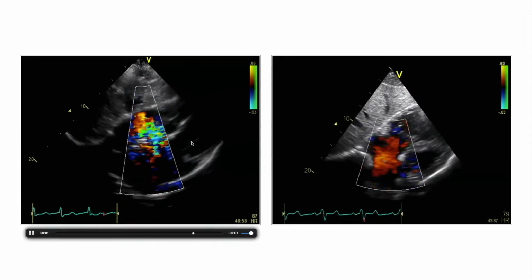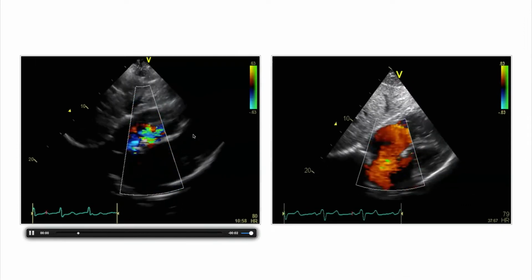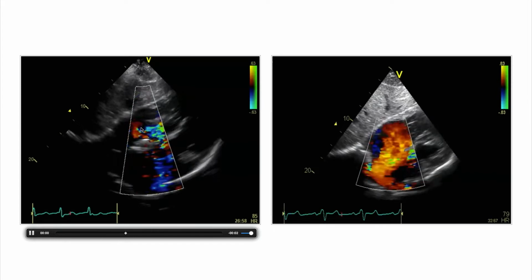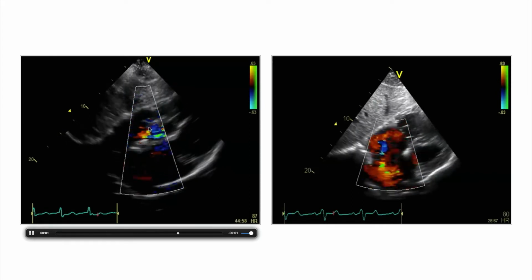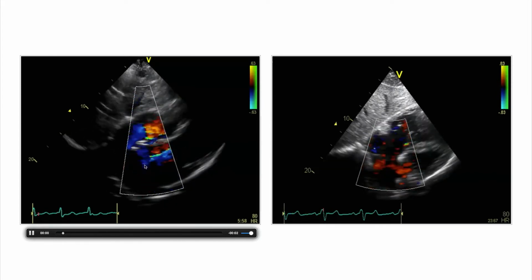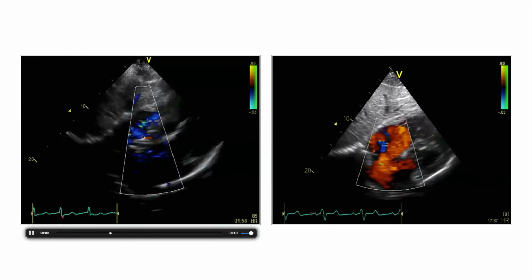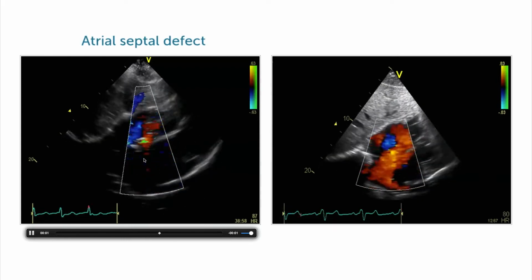What about these images here? Maybe not as good as you would like to have them. The 2D image quality is not good, but you have a good Doppler quality. You are able to see a jet which crosses from the left atrium into the right atrium. This must be an atrial septal defect.